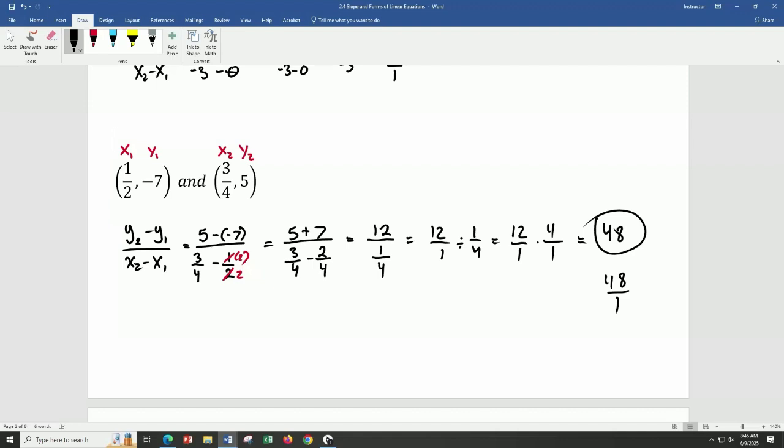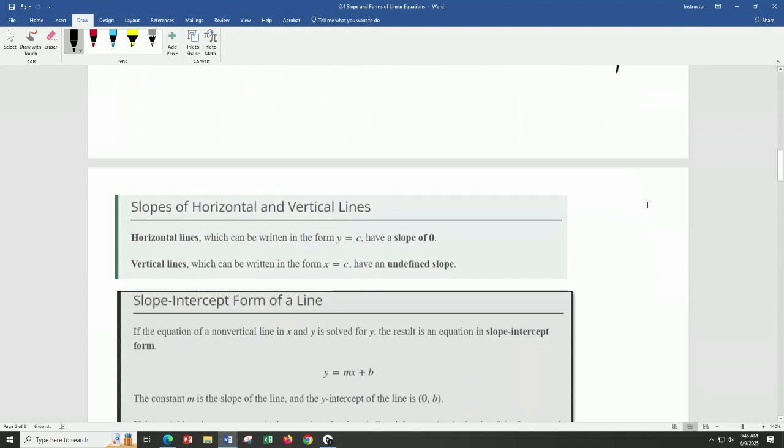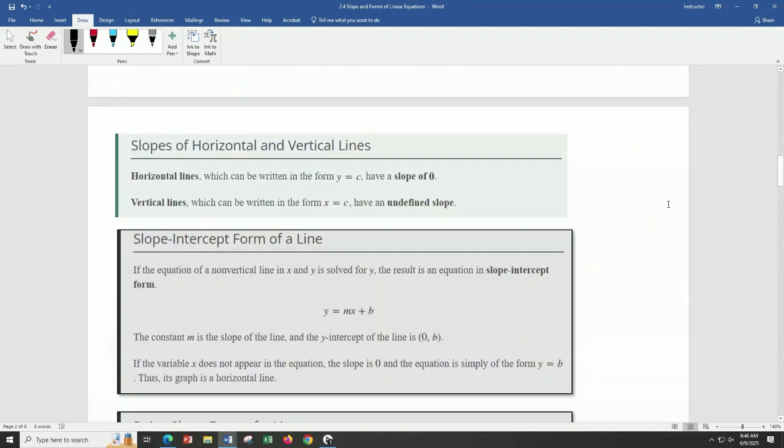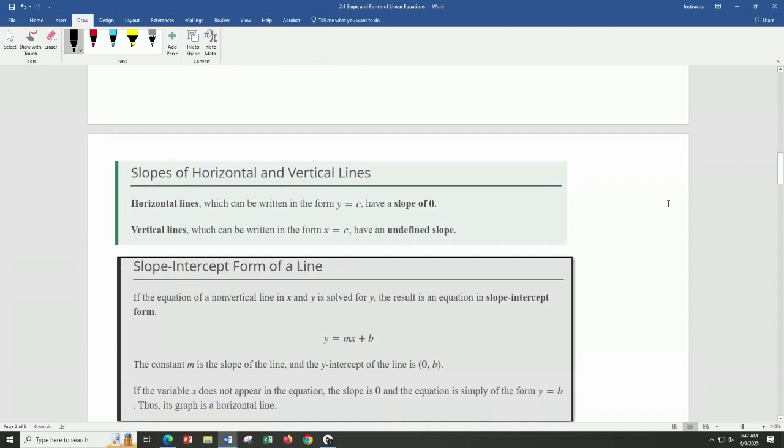Good there. Okay, it's kind of review, right? So as review happens, let's look at this right here. Horizontal lines, which can be written in the form y equals c, have a slope of 0. Vertical lines, which can be written in the form x is equal to c, have an undefined slope. Please, somebody tell me why. Why would there be an undefined slope when x is equal to c?